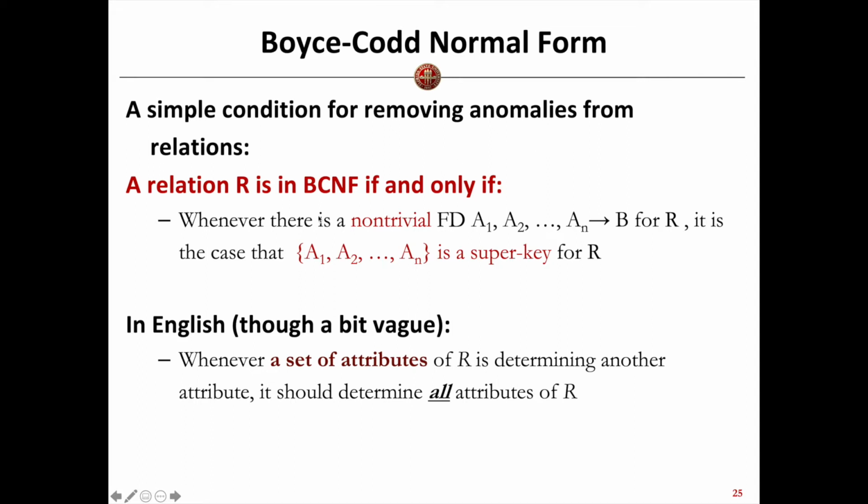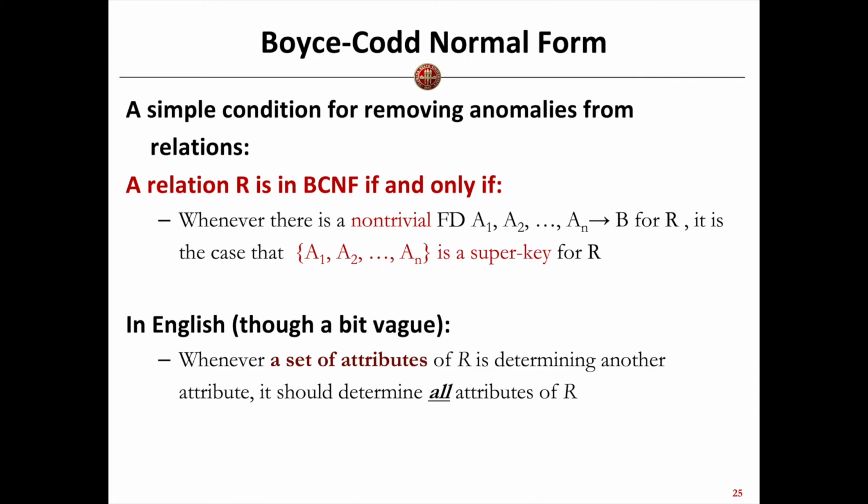Formally, we can say a relation R is in the BC normal form if and only if whenever there is a non-trivial FD A1 to AN implies B, where A1 to AN and B are all attributes inside the relation R, it is the case that A1 to AN, I mean the head of the FD, is a superkey of the relation R. I hope you can follow me, right?